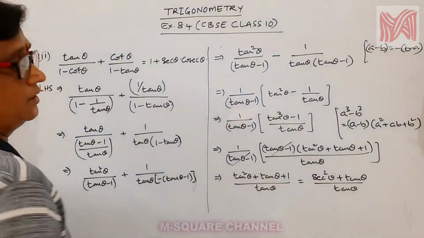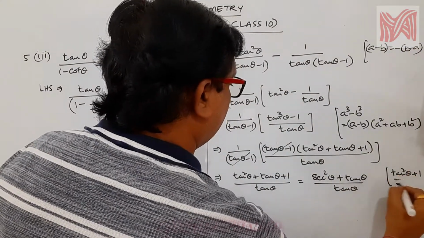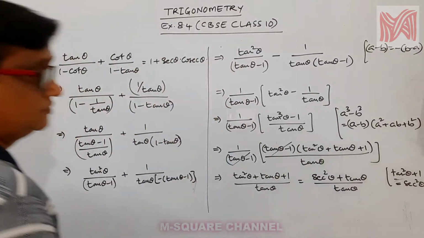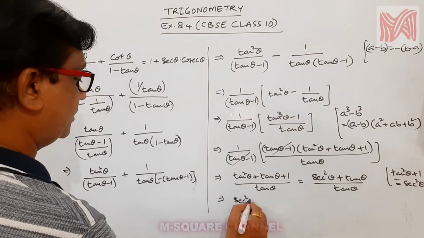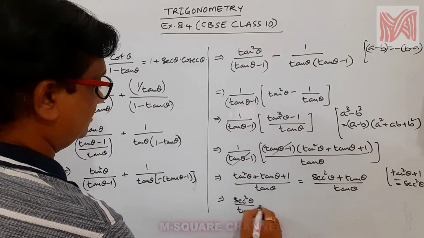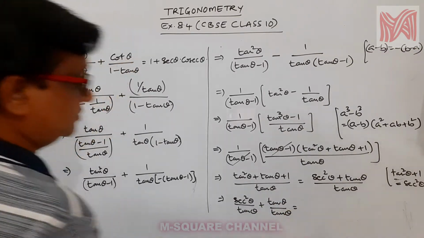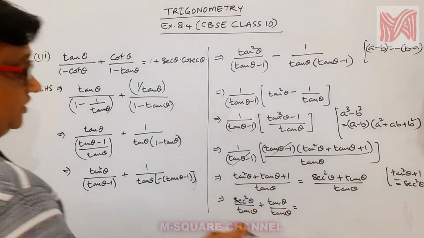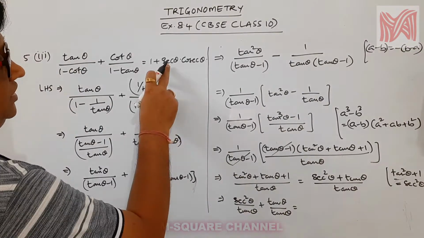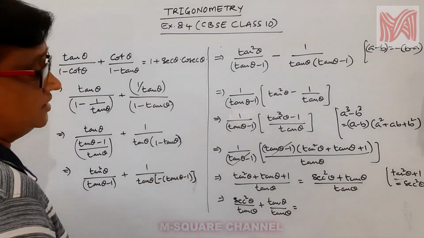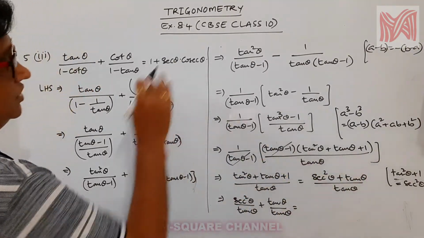Tan square theta plus 1 equals secant square theta. Now split the fraction, since the denominator is single: secant square theta by tan theta plus tan theta by tan theta. So see this answer. Otherwise some people are doing secant theta into cosecant theta as the answer. Here you can change like this, we can conclude this answer.